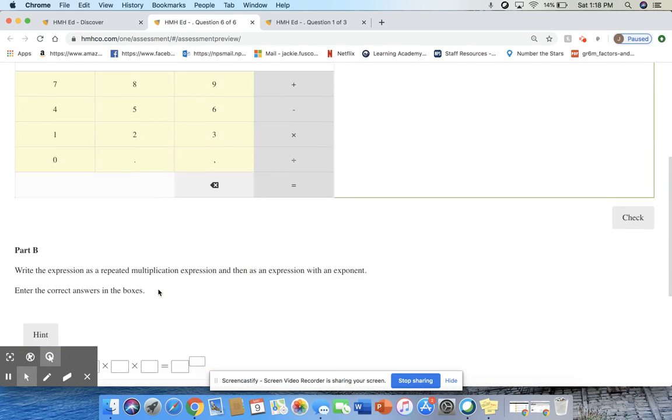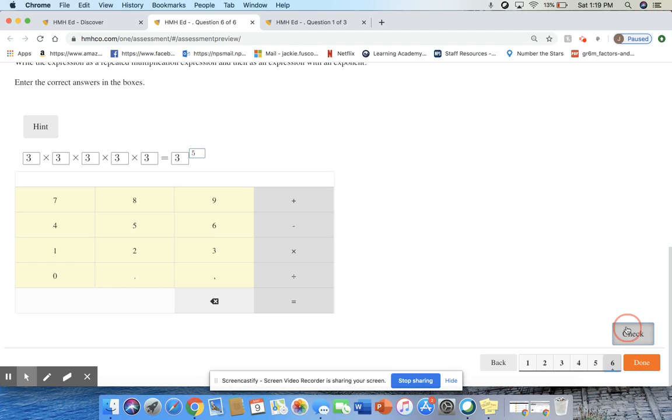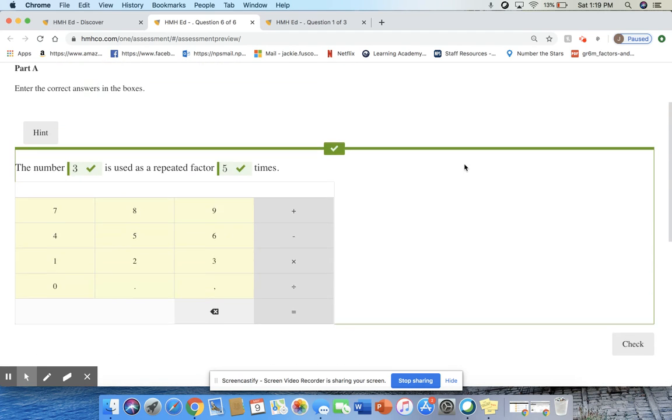Now, part B says, write the expression as repeated multiplication and as an exponent. So that's what we did above. We said 3 friends on the first day. They each get 3 more friends on the second day, the third day, the fourth day, and the fifth day. And we wrote this. My factor is 3, so that is my base. And my exponent is how many times? 1, 2, 3, 4, 5 times. And you check, and we are all good.